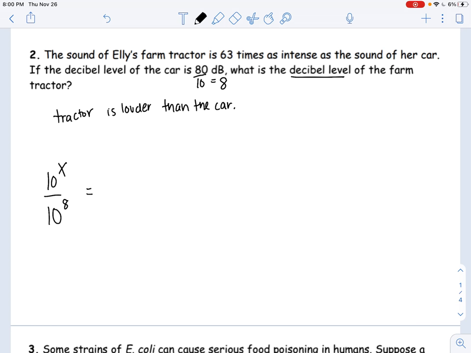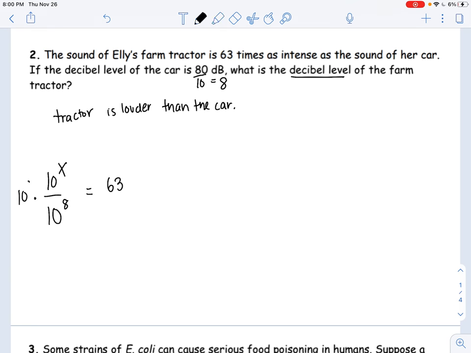And then when we compare them, we know that the tractor, which is the top, the x, is going to be 63 times stronger than the car, which is at the bottom. So this is the expression that we need to solve and use for x. So what we're going to do is multiply both sides by 10 to the power of 8.